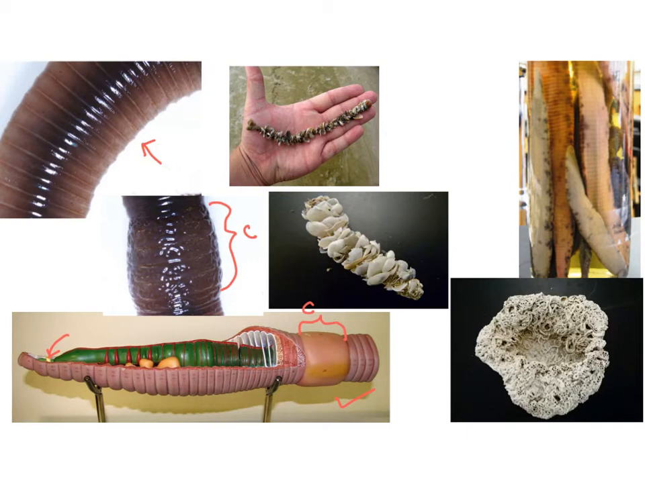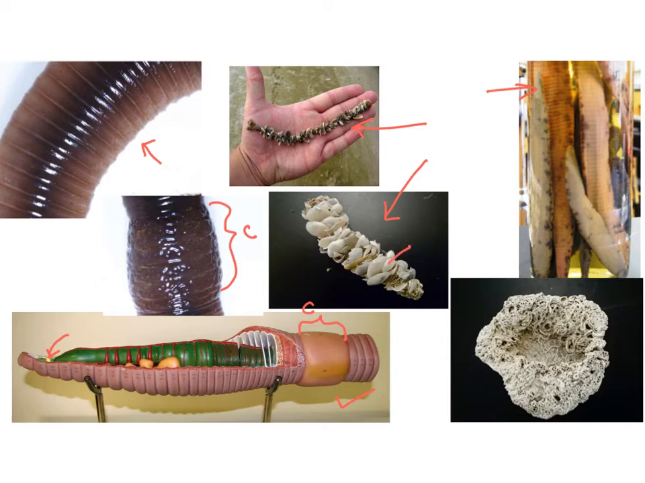Some other common annelids or segmented worms are leeches. This is a jar full of leeches that we have at school. They're also what we call marine tube worms, and you may have found or seen these on the beach. If you look at them very closely, like in this picture right here, you can see that this tube is actually made up of little tiny shells, little mollusk shells.